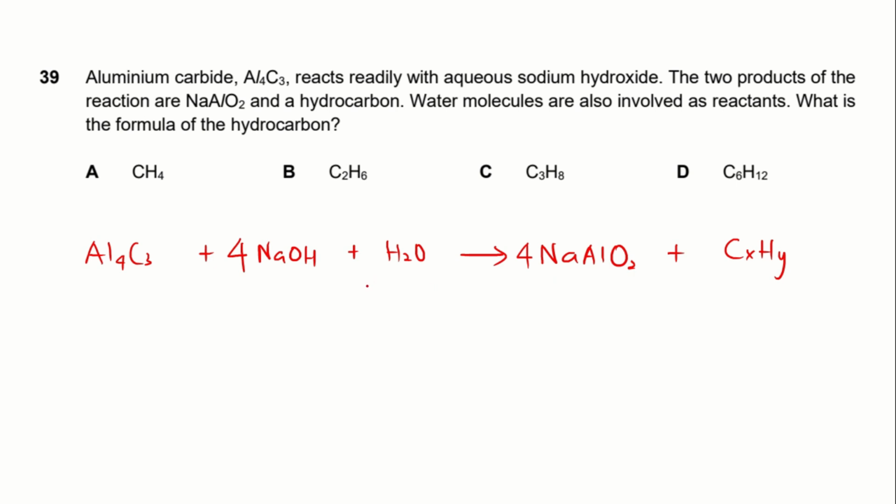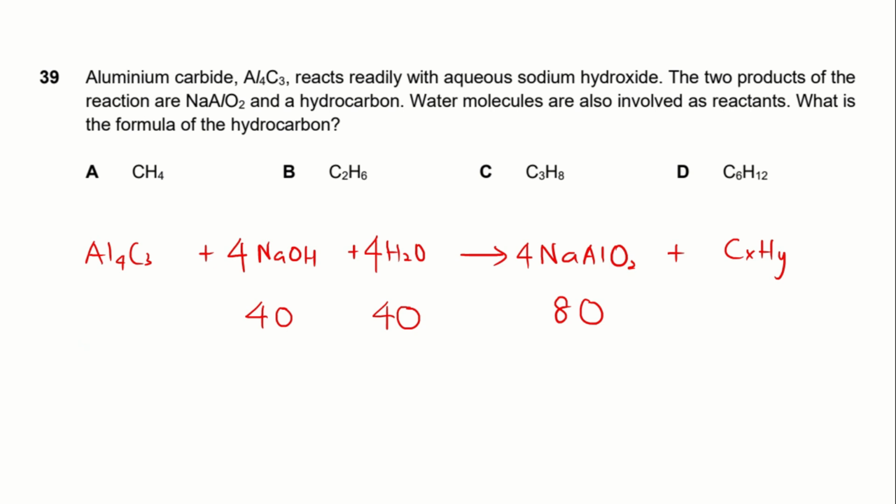Now between oxygen and hydrogen, we will balance the number of oxygen first. We have 8 oxygen on the right hand side of the equation. On the left-hand side, 4 oxygen from sodium hydroxide. That means the other 4 oxygen will come from water molecules. One water molecule contains 1 oxygen, so 4 water molecules are required. Now the number of oxygen on both sides are balanced.